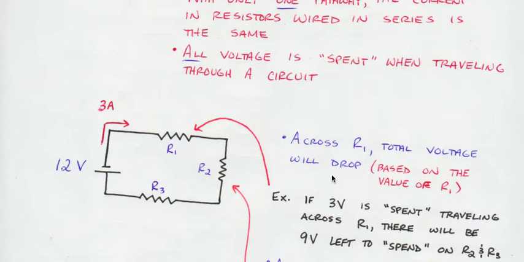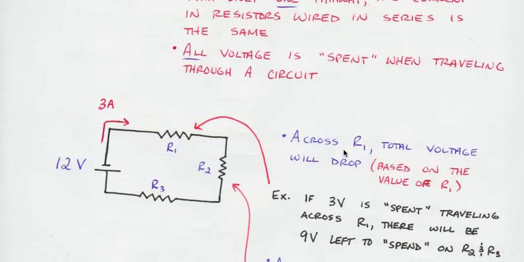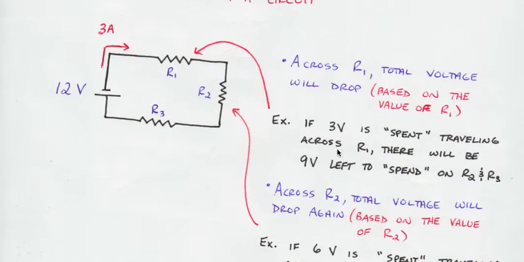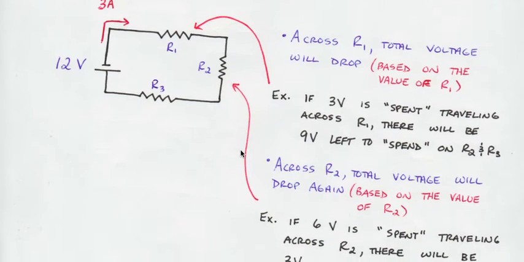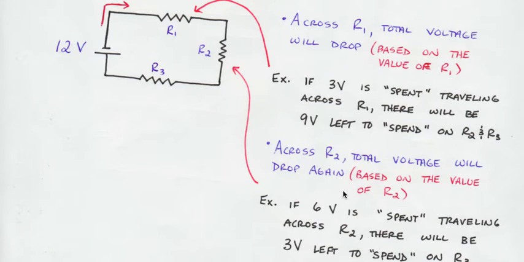So across R1, that total voltage will drop. I'll go from 12 volts on this side to 9 volts over here in this example. Across R2, that voltage is going to have to drop again. I'm going to lose some of my voltage as I travel across a resistor. And again, it's based on what the resistance of R1 and R2 are, but based on those resistances, we can find out information such as how much voltage will be spent or how much voltage will drop.